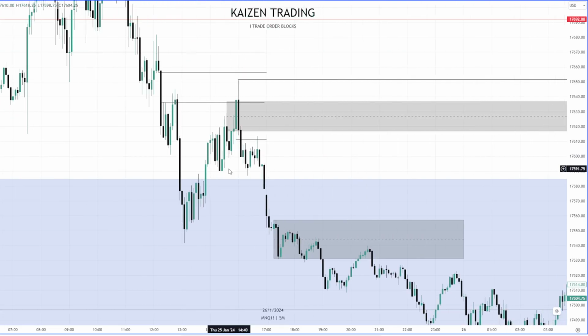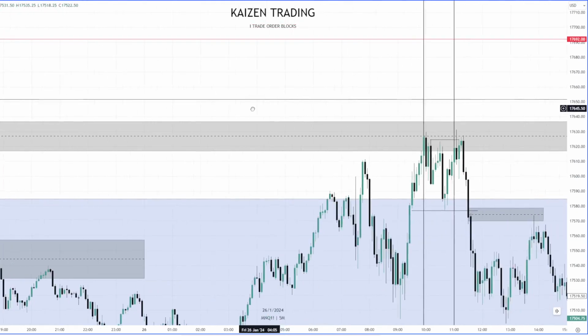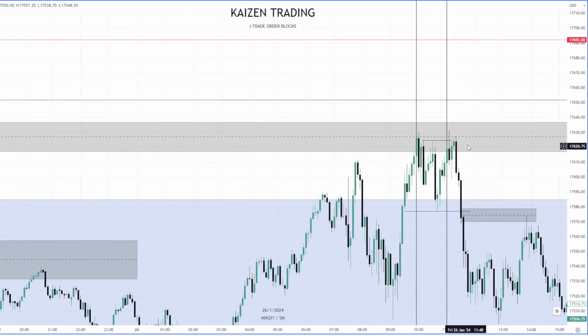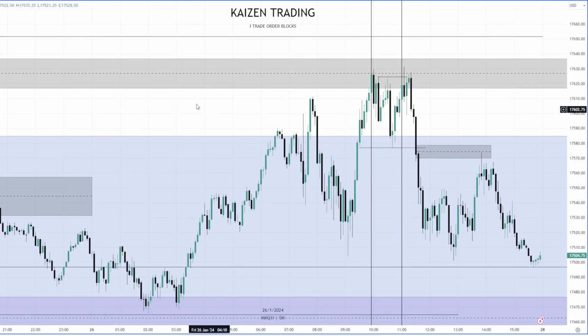For me, I look for areas where price runs liquidity and then confirms it. I got busy at work, so I wasn't able to get in this price action, but this probably would have been a setup that I would have got into, probably somewhere right over here after this candle closed, and I would have taken shorts.